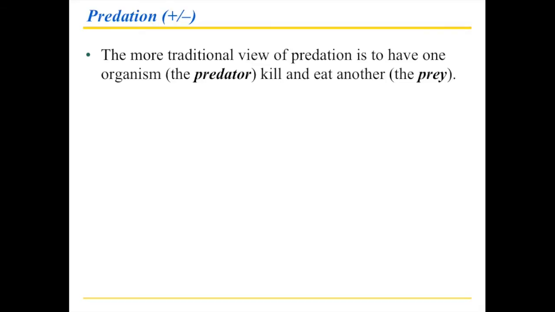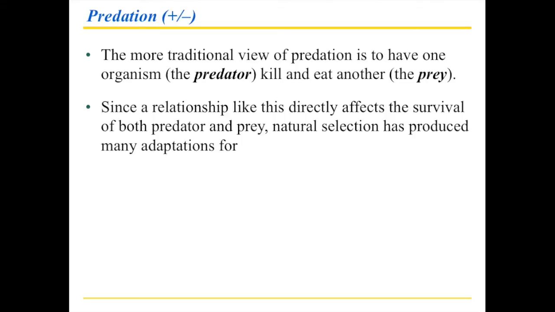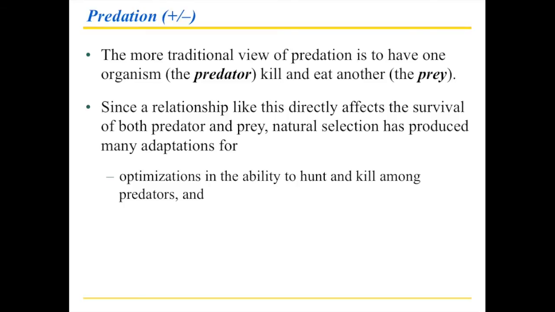Now, the more traditional way to look at this plus-minus interaction is to have a predator who kills and eats the prey. That's basically the classical plus-minus. Of course, there's lots of it. That clearly directly affects the survival of both, and as a consequence of having this very close-knit interaction between many predators and their prey items, there are many adaptations out there.